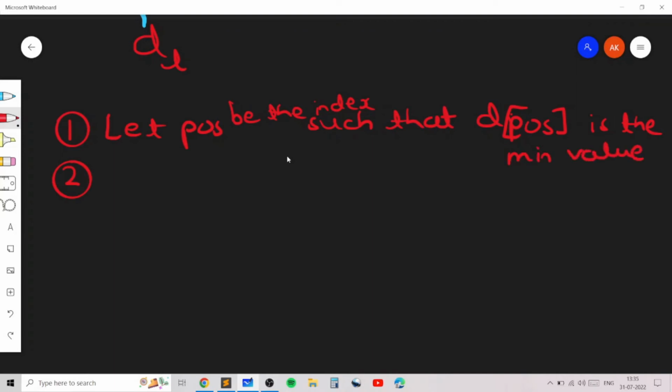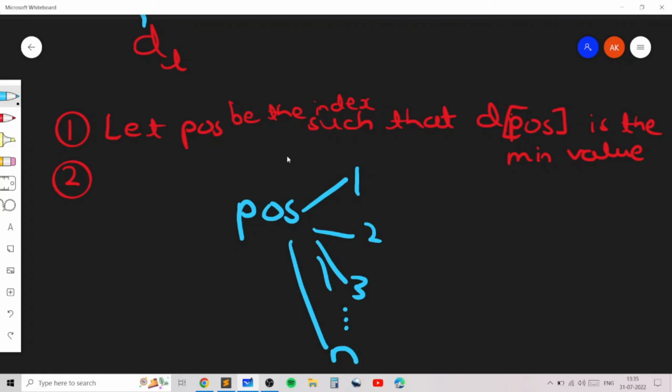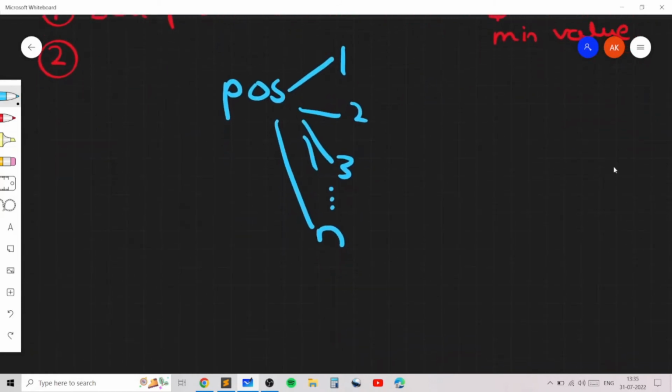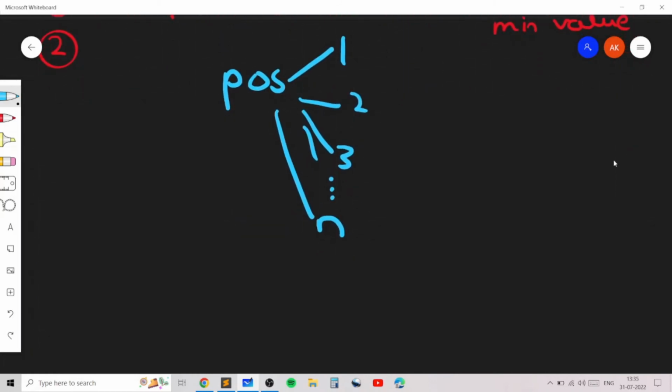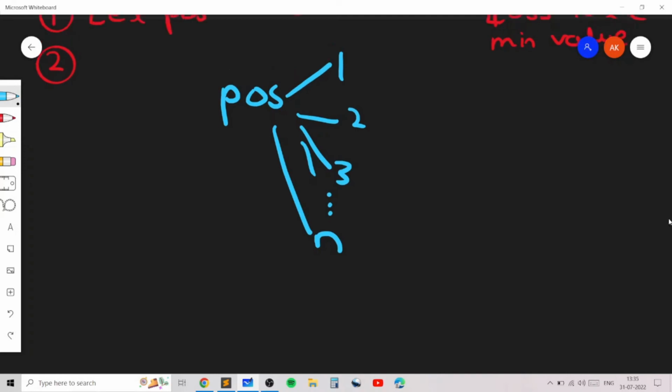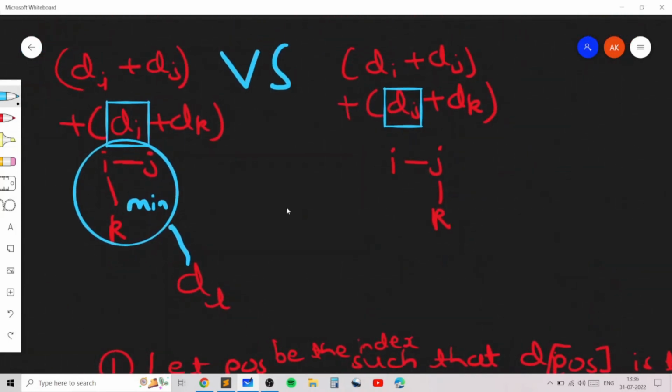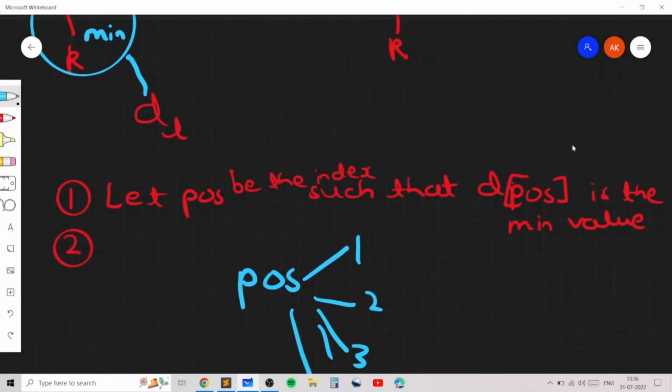Then we know that we should connect, the optimal strategy will rely on connecting pos with 1, with 2, with 3, and all the way up till with n, except for pos, of course. So this is the key strategy and this is the key greedy idea. The reason behind why the greedy idea works is this example. When choosing between adding the garage K to garage I or J, we will choose the smaller garage. We'll choose the garage with the smaller DI value.